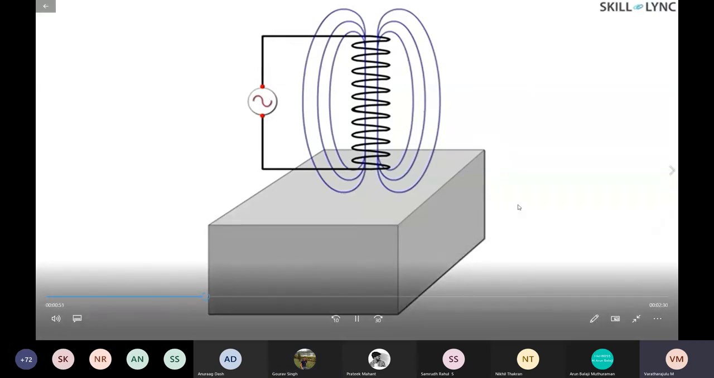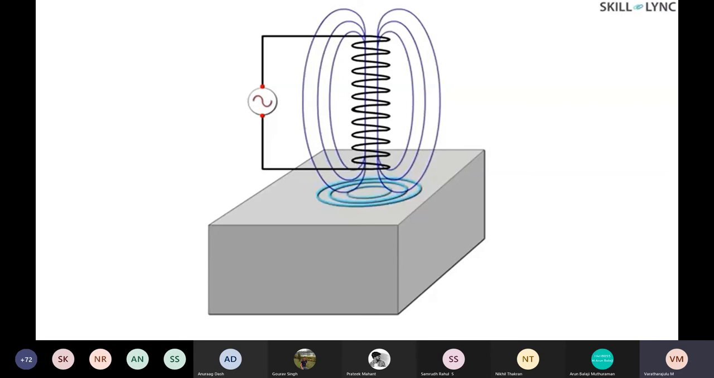Due to the changing magnetic field, a current is induced into the metal that is placed around it. These currents are known as eddy currents. Eddy current is defined as a current that is induced in a conductive metal due to a changing magnetic field in the conductor. These eddy currents flow in closed loops and their direction is perpendicular to the magnetic field.